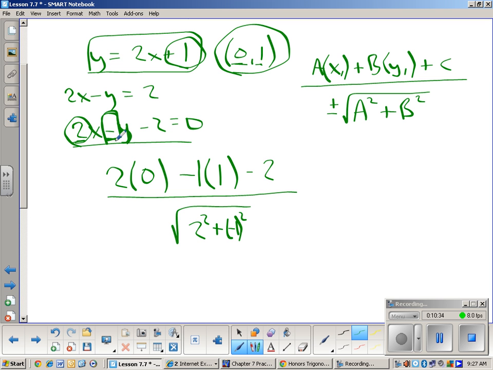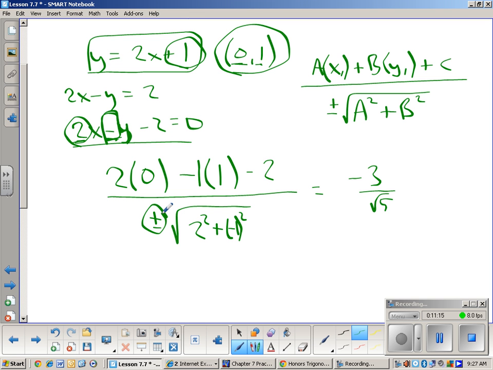Okay, so what is 2 times 0? Minus 1 minus 2 is minus 3. Okay, and then it's over square root of 5, plus or minus. And like I said before, it's not going to matter, is it? If I get a negative, I'm going to say the distance is the positive. If I get positive, I'm going to say the distance is positive. The only difference is whether this was a plus or minus. The difference is where the line and the point are from the origin.